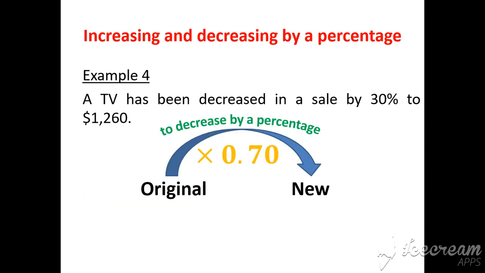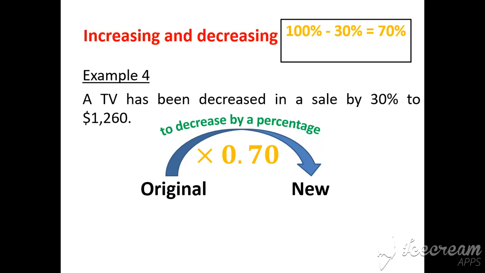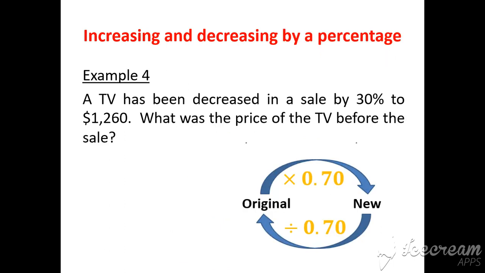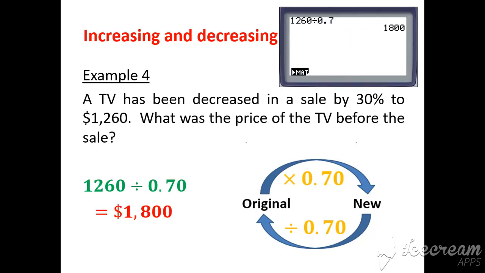So here's the quick way to decrease something by 30%. Remember, how did we get 0.70? 100% minus 30% gives us 70%, and 70% is equivalent to 0.70. So to decrease something by 30%, we multiply it by 0.70. So to go backwards, we divide by 0.70. So going back to the TV, all we need to do is take 1,260 and divide it by 0.70, and that takes us back up to the price of $1,800.